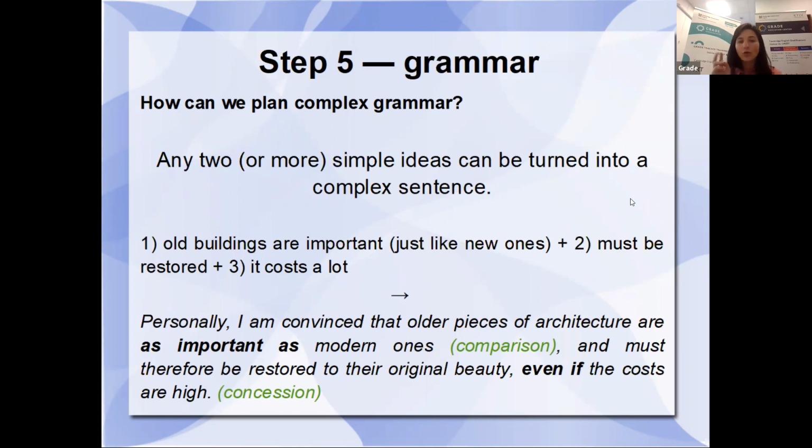Remember, any two or more simple ideas can be turned into a complex sentence. Any. So we have, for instance, these three simple ideas. Old buildings are important. They must be restored. It costs a lot. And we can change them into a complex sentence: they are as important as modern ones, must be restored, therefore, even if the costs are high. So I have comparison and I have concession. The sentence is still clear and not confusing. This is important. Make sure that your complex sentence is not confusing the reader.